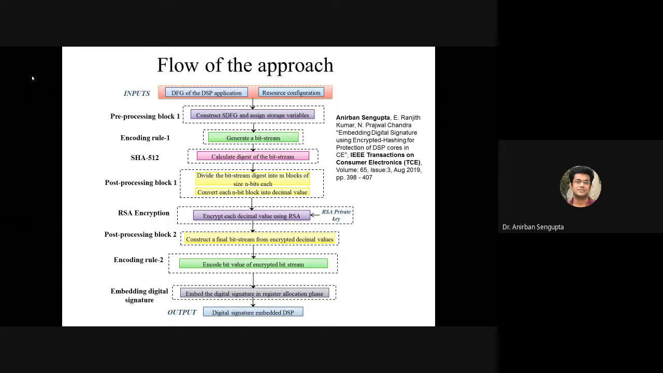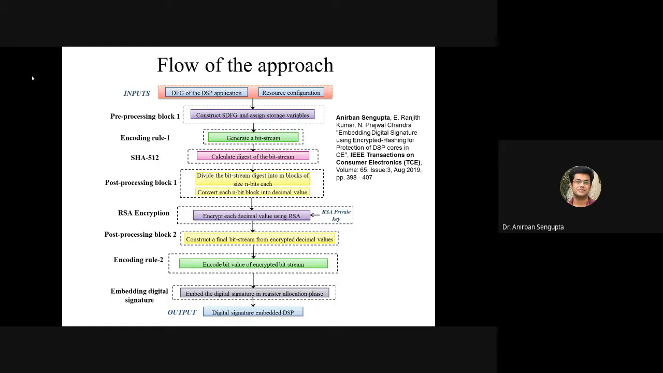The details of the technique are as follows. We first have the DFG of the DSP application, which is the data flow graph of the DSP application. We also provide certain resource configurations, which act as a constraint to your design: how many adders, how many multipliers, how many dividers, how many exponent blocks, and so on. In pre-processing block number 1, we construct the SDFG, which is the scheduled data flow graph, and assign the storage variables. And then we generate a bitstream. We calculate the digest of the bitstream value, and then we divide the bitstream digest into m blocks of size n bits and convert each of these n-bit blocks into a decimal value.